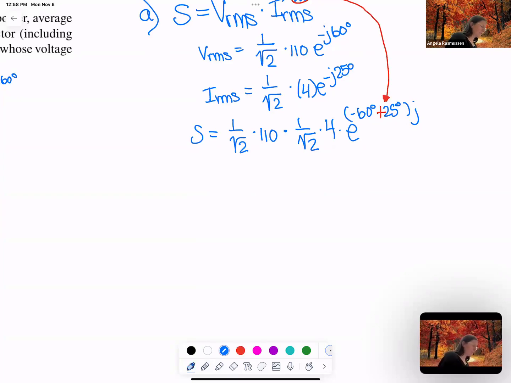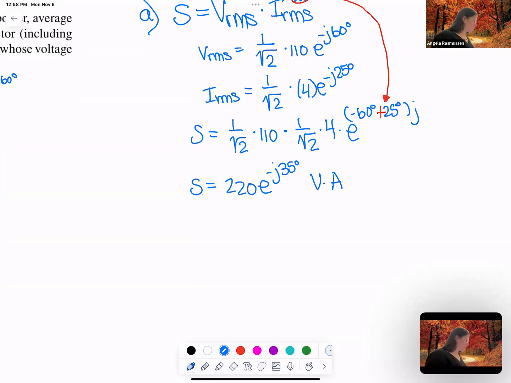And so this ends up being S is 220 e to the minus j 35 degrees. And this is the volt ampere. So that unit is volt ampere.